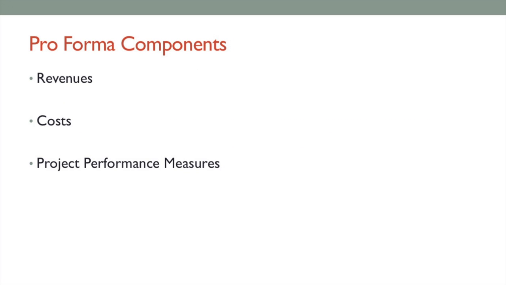And when we talk about a pro forma, it really isn't that complicated. There are only three major components to it. There are the revenues. How much revenue is a development expected to generate? How much in rents? How much is it going to return in terms of sales of condos even? And then there's the costs. How much does it cost to build? How much is it going to cost to operate? And the last component is assessing the project performance. So we're looking at return rates to get a sense of how the proposed development looks.